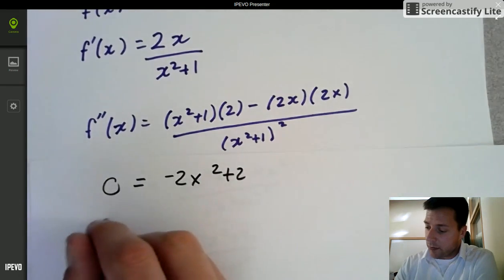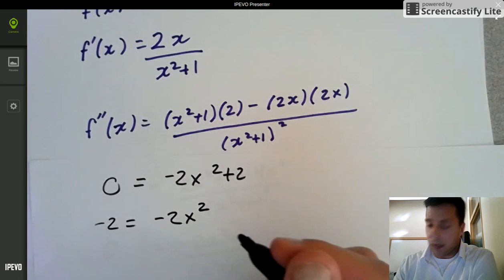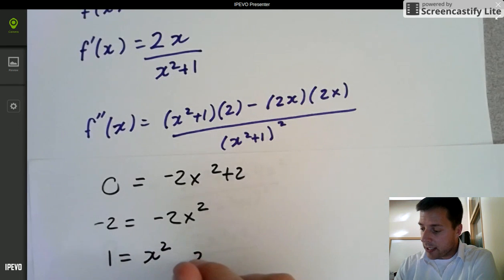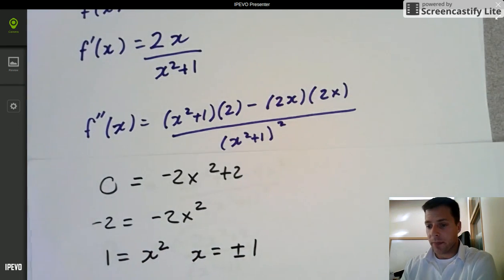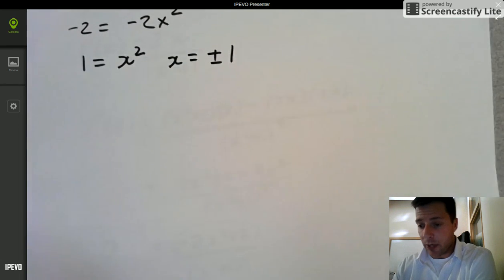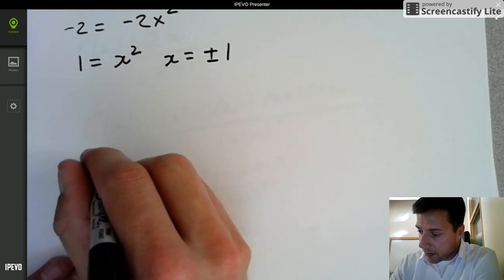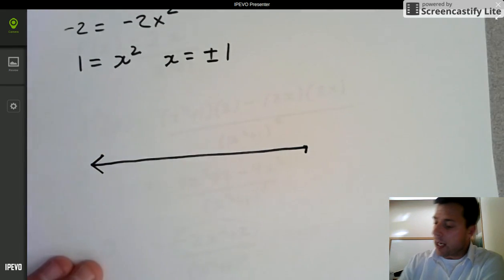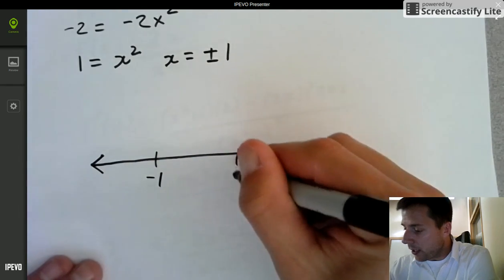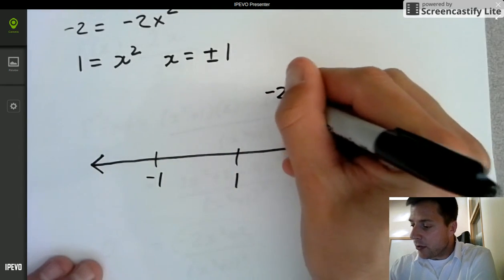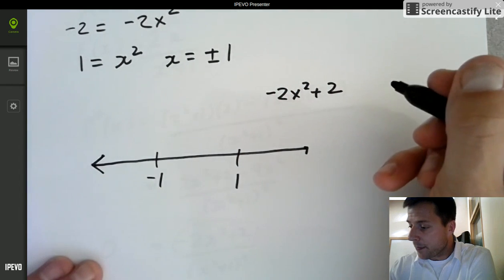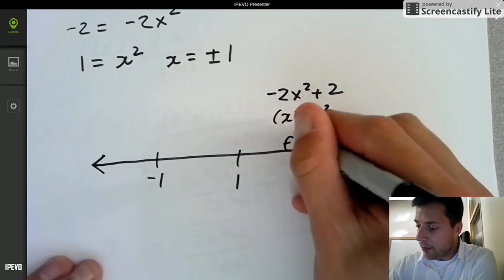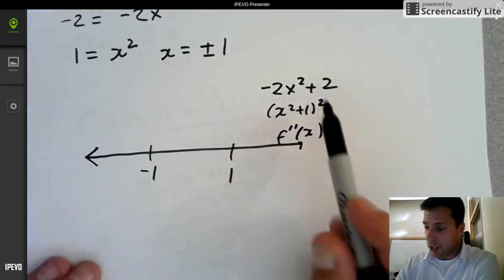I could subtract 2 from both sides. I divide by 2, so I get 1 equals x squared. So x is going to equal plus or minus 1. Well, that's nice. So again, now we do our sign analysis. We have to figure out where our function is going to be concave up. So we have negative 1 and 1. And I go ahead and put negative 2x squared plus 2 up top. Then I put the denominator x squared plus 1 squared and f double prime of x. I have to put all those because we're dividing here.